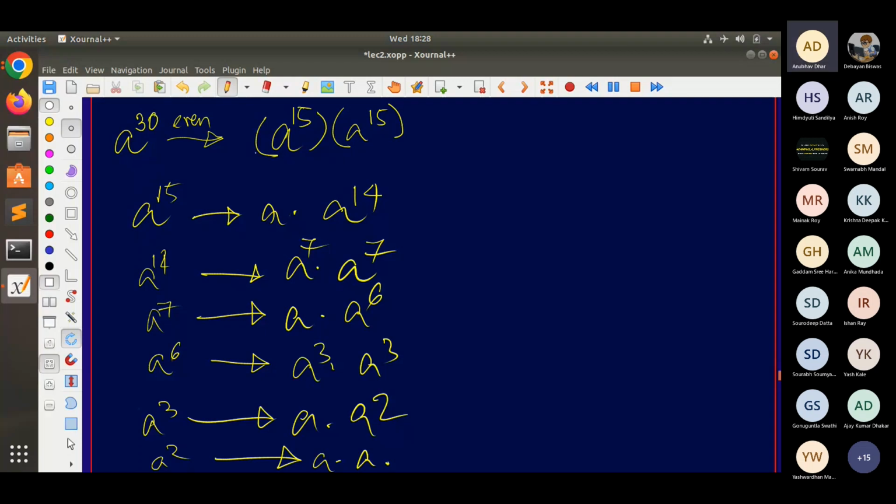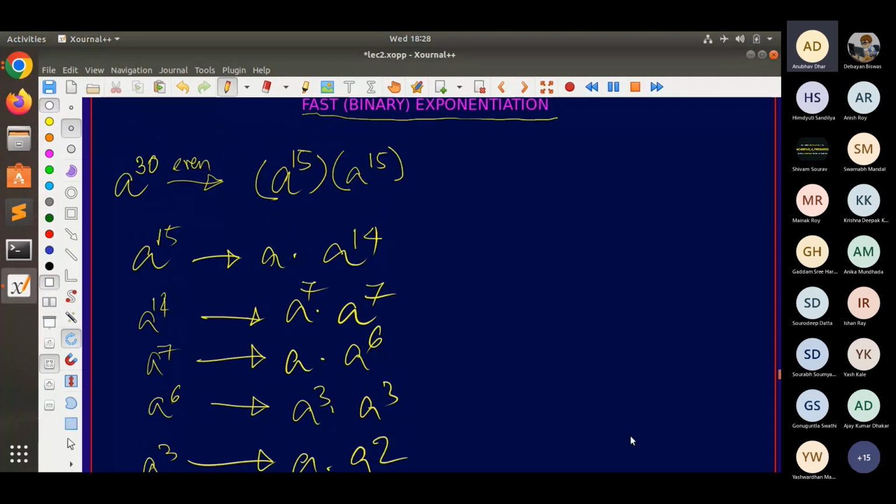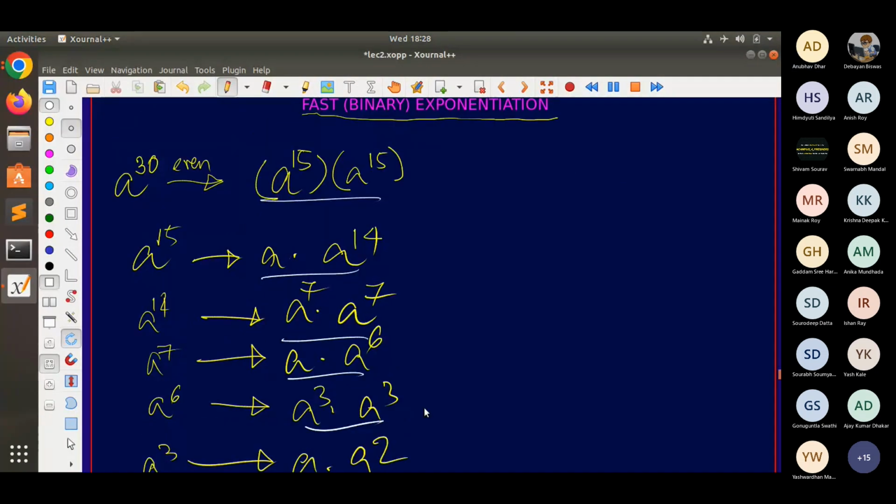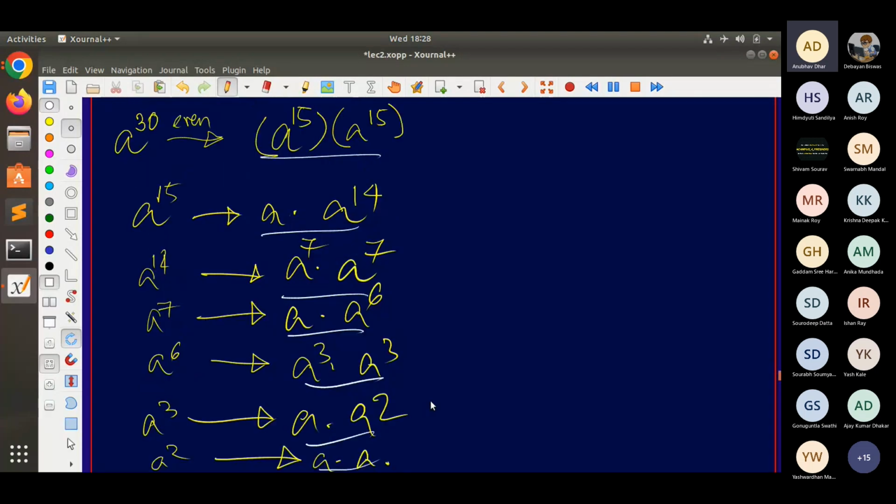So for a to the 30, if you just use this algorithm to compute this, it would be something like a power 30, a into a power 29, a power 29 would be a into a power 28. So yeah, you need 30 multiplications. Over here, you only need something like 1, 2, 3, 4, 5, 6, 7 multiplications.